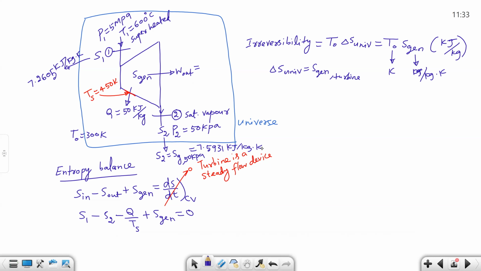Now we can substitute. S1 is 7.2605 kilojoule per kilogram Kelvin. Okay, so S2, 7.5931, minus Q. Q is 50 kilojoule per kilogram divided by 450 Kelvin, plus entropy generation. So now you got the entropy generation. This equation gives you entropy generation in the turbine, which is nothing but the change in entropy of the universe, because we are considering the turbine inside the universe.